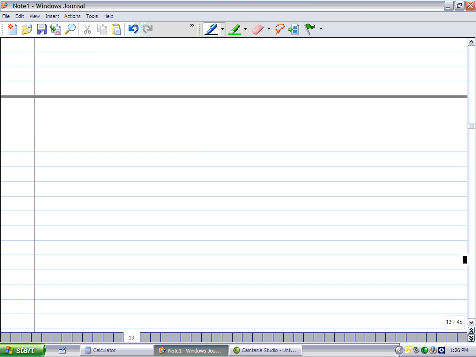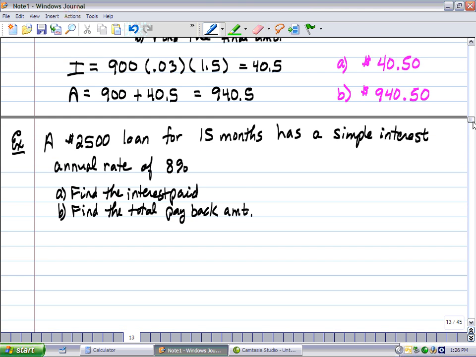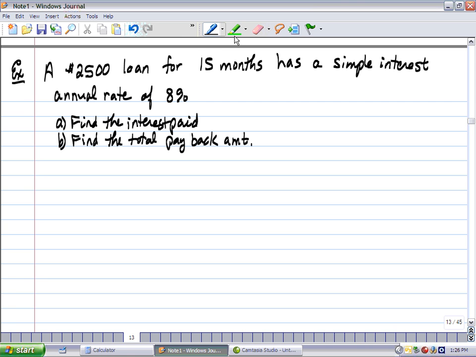Okay, first of all, we have a little bit of a problem here because we have months, and we can't have months. We've got to have years. So how many months are in a year? 12. So we've got 15 months. There's 12 months in a year. So we have to divide by 12 in order to find out that that is 1.25 years.